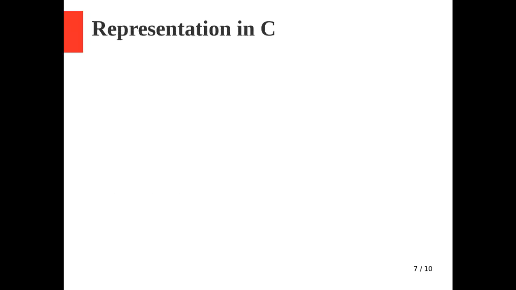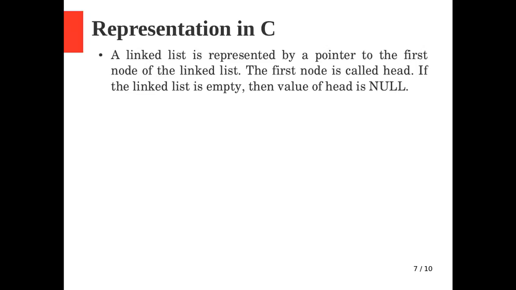What is this representation in C? It's quite easy. Let's see. A linked list is represented by a pointer to the first node of the linked list. The first node is called the head. Fine. We will see what the head is and everything in a quite easy way. If the linked list is empty, then the value of head is always null.